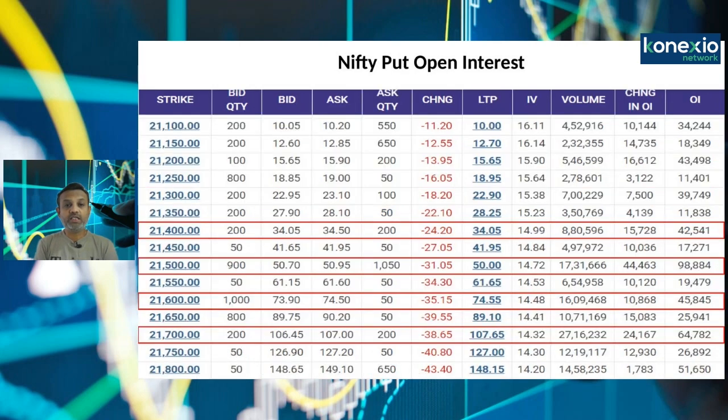Now, friends, let us discuss the Nifty put data. Here in Nifty put also we can see there has been a drop in the option premium. The implied volatility is slightly higher, between 14.32 to 14.99. There has been a rise in the open interest, rise in the volumes. But again, as I said, there is a drop in the option premium.